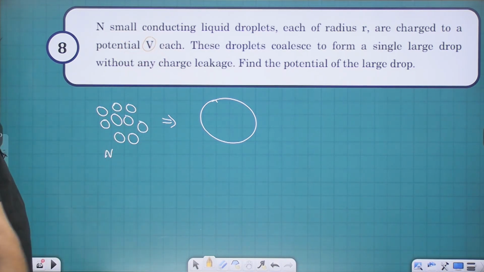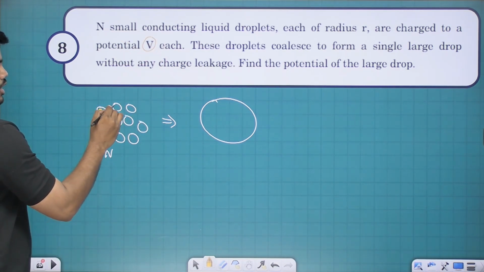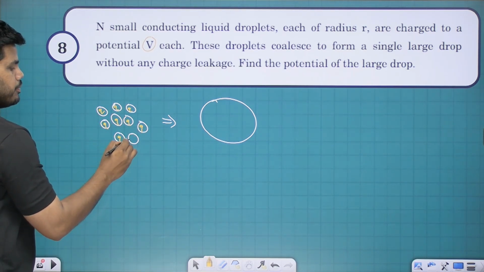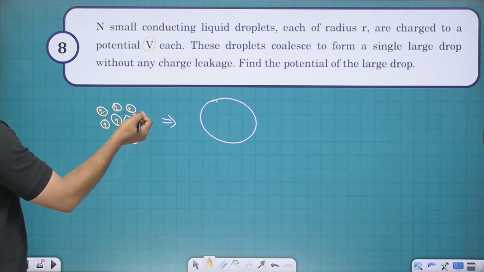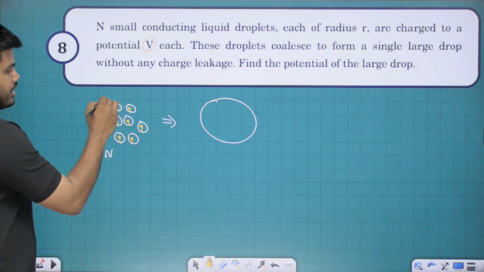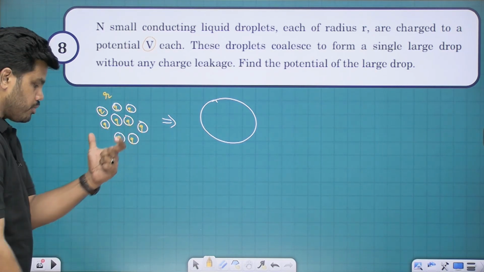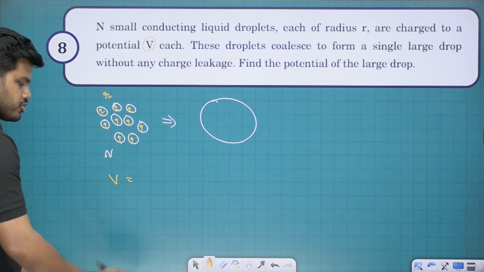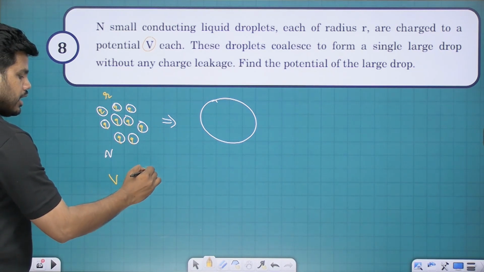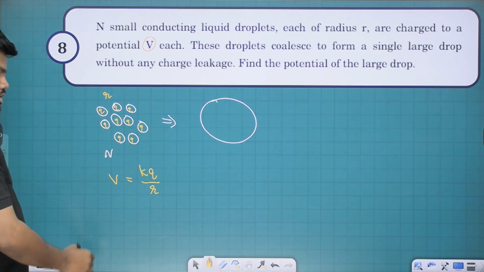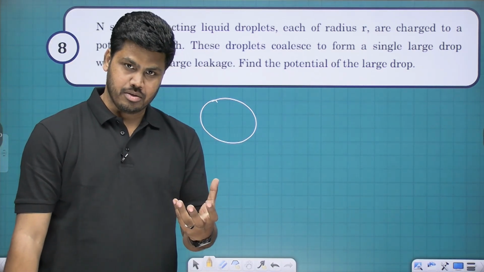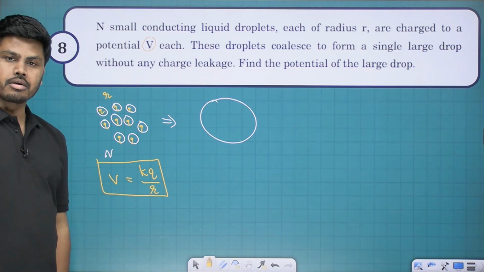Okay, and we are given more details about the small droplets. Each of them is charged to a potential V. So these are all of charge Q each, suppose. See, identical ones. Each of them has a charge Q, and the potential of all of them will be V. Okay, what will be that V? Suppose r is the radius of each of these drops. We know the potential of a charged sphere, right? V on the surface or inside, it will be the same throughout. V is equal to KQ divided by r. This is the expression for V. So this is the potential of each small droplet, KQ by r.